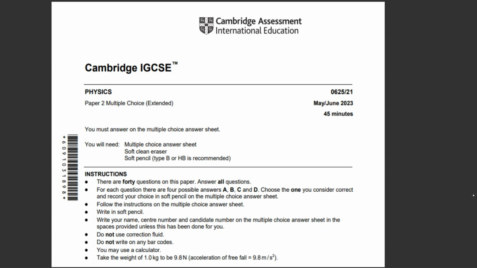From the poll I put on the community, it is popular demand that I solve Cambridge IGCSE Physics Paper 2 multiple choice, Paper 2-1 specifically, May/June.